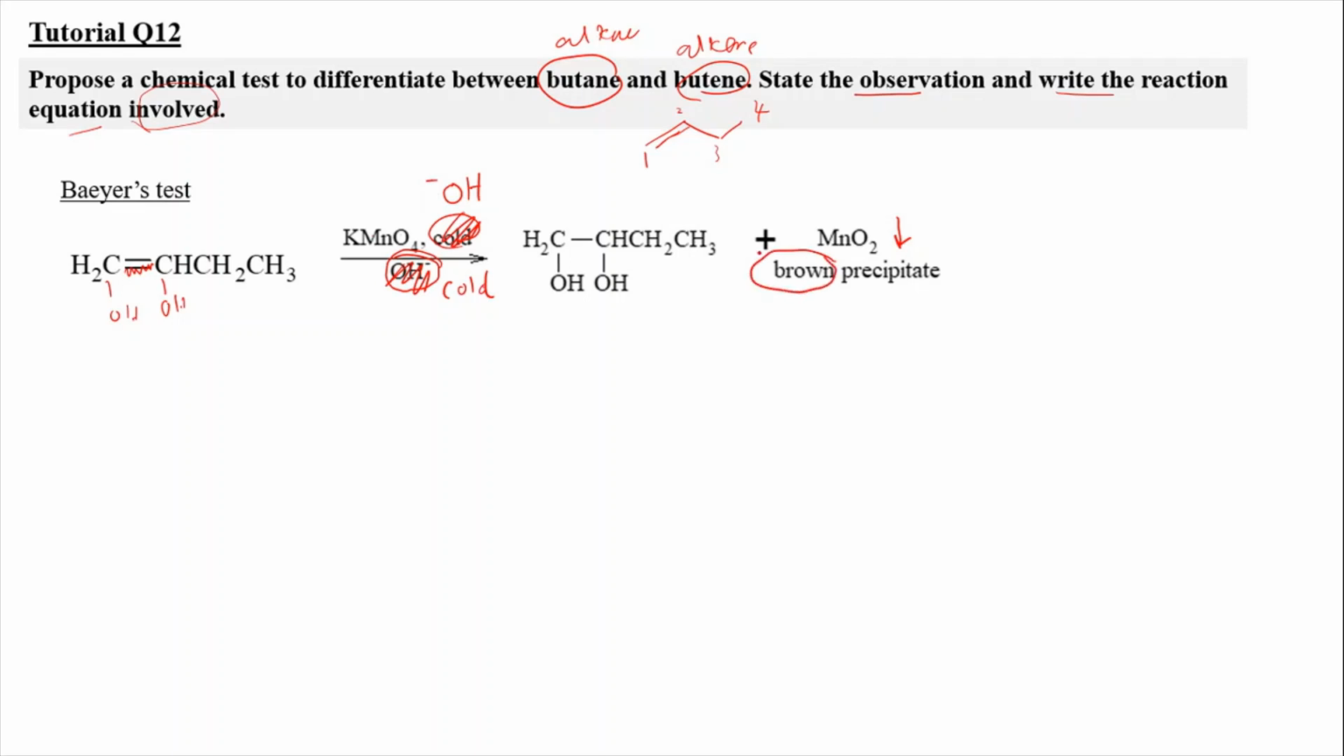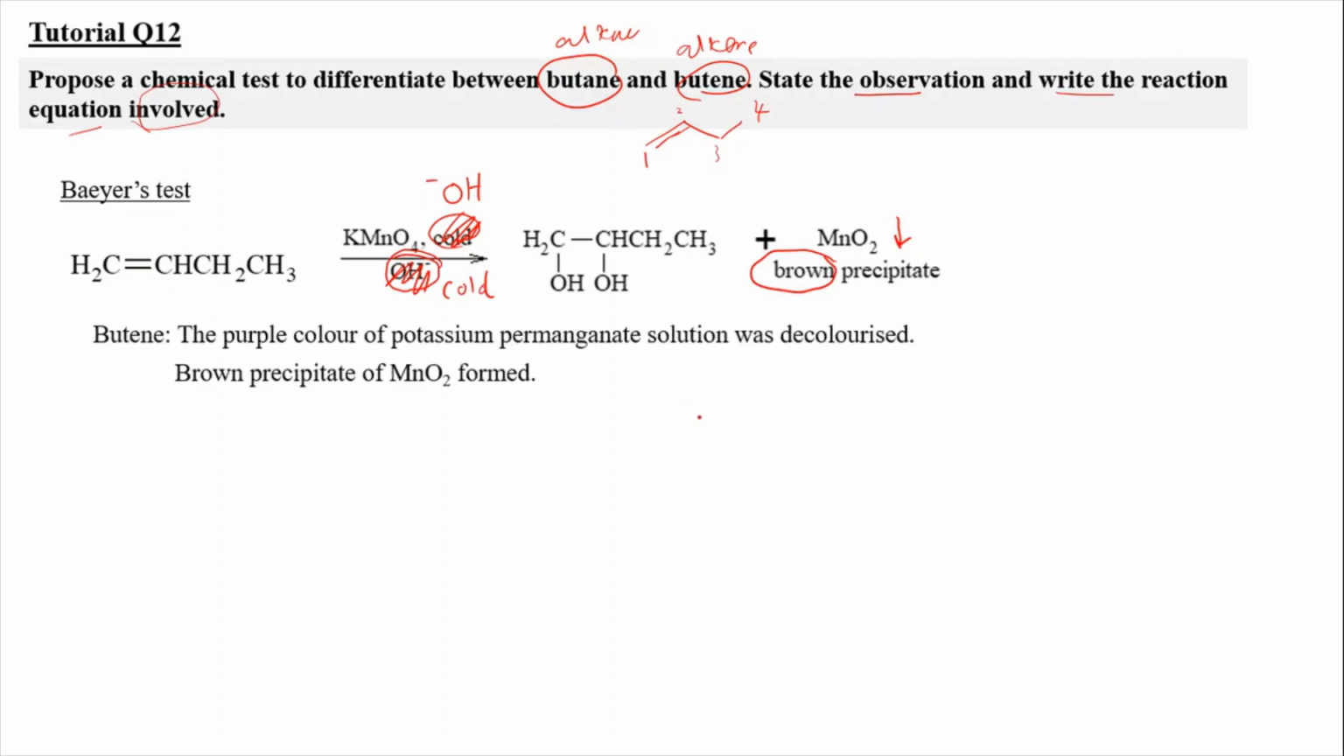Okay, so for the observation, we can say that the purple color of the potassium permanganate solution was decolorized, because initially the color here is purple, but upon reaction with the alkene, the purple color will diminish and be decolorized, and the purple will turn colorless. At the same time, what we can see in the reaction is that a brown precipitate, which is the manganese dioxide, will be formed.